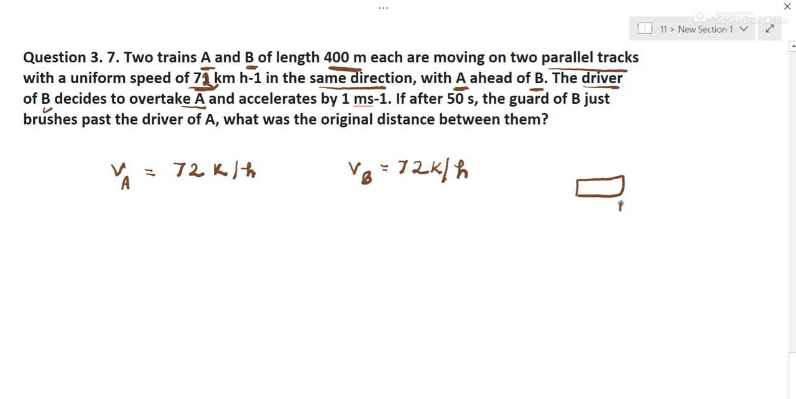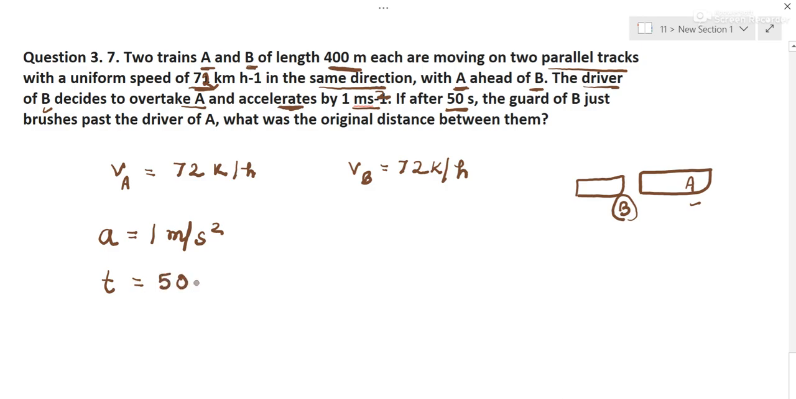Train B is behind train A. Okay, B's driver decides to overtake A, so he accelerates. B decides to accelerate with 1 meter per second square. So acceleration is 1 meter per second square. After 50 seconds, he overtakes. So time is 50 seconds. Now we'll have to find out what was the original distance between them. What was the original distance between the trains? So we'll have to find out S.